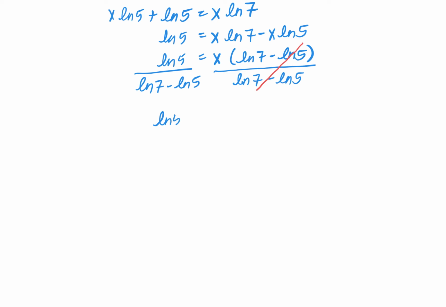So natural log of 5 over natural log of 7 minus natural log of 5. That's going to be equal to my x.